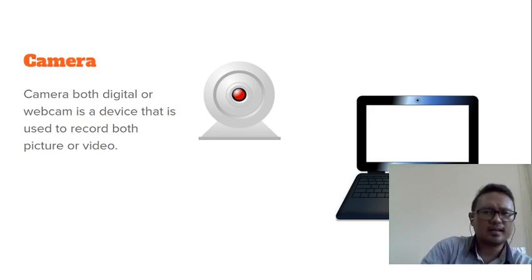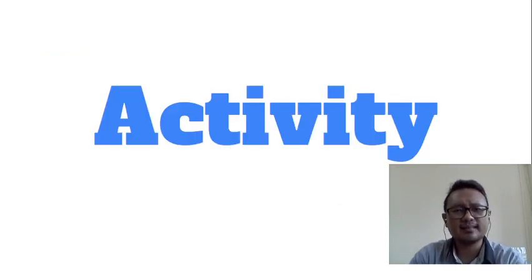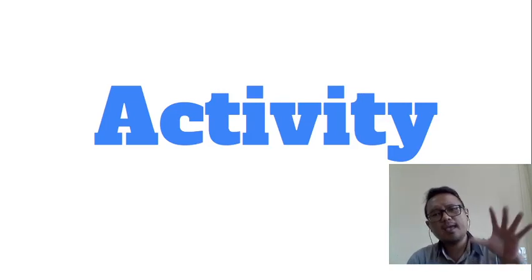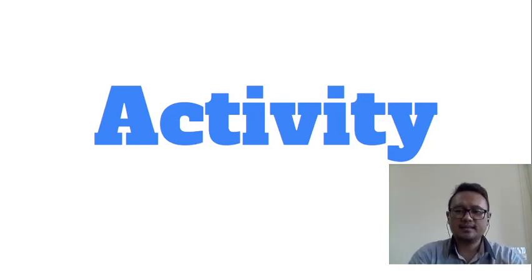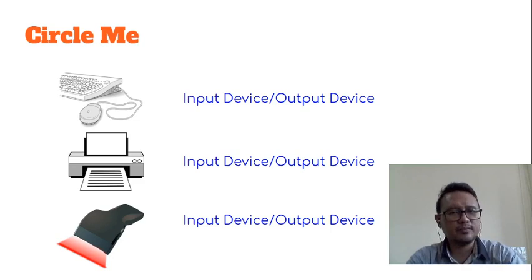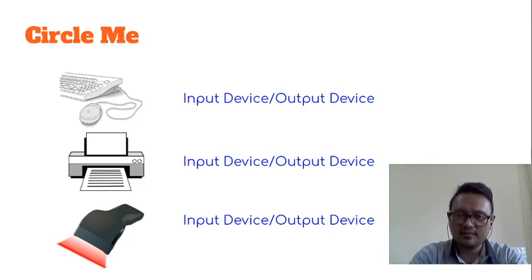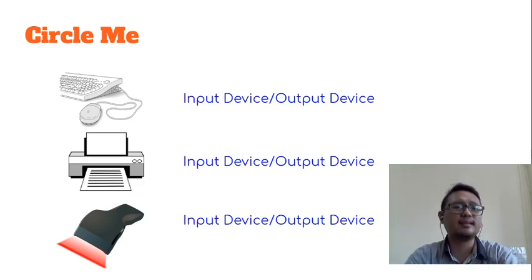Okay, let's see what's next. That's next. Activity. This is for online home learning. We will do it together during the Google Meet session. Okay, so it's about circling which one is an input device, which one is an output device. This is to remind you again which one is the input, which one is the output.